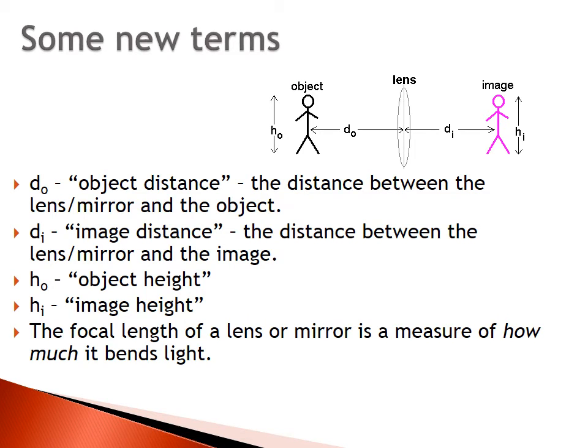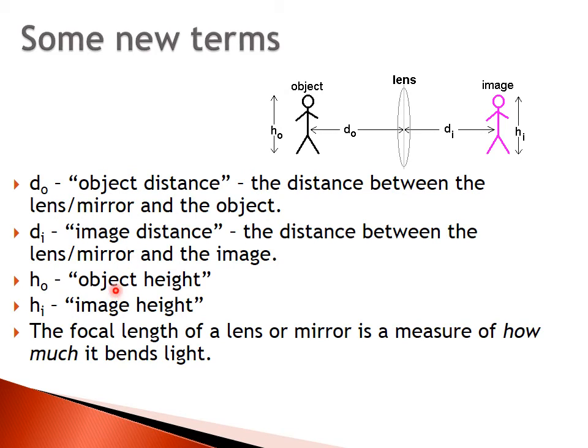To be able to explain how in the world that happens, all these weird, curvy, warped looking pictures, sometimes upside down, we need to first define some new terms. If we have an object in front of a lens or mirror, the distance between it and the lens is called the object distance, which we'll call DO. So DO is the object distance, and that's the distance between the lens and the mirror. DI then is the image distance. That's how far away from the lens or mirror that the image forms.